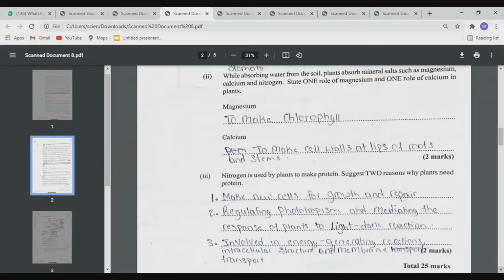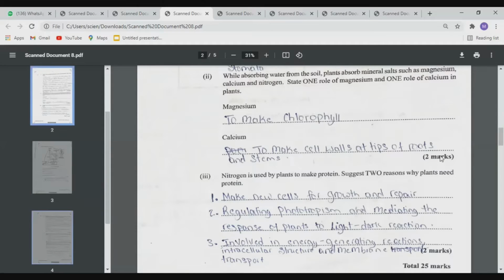Question 2. While absorbing water from the soil, plants absorb mineral salts such as magnesium, calcium, and nitrogen. State one role of magnesium and one role of calcium in plants. Magnesium is needed to help make chlorophyll, and calcium is needed to make the cell walls at the tip of the roots and stem. Question 3, nitrogen is used by plants to make protein. Give two reasons why plants need protein.